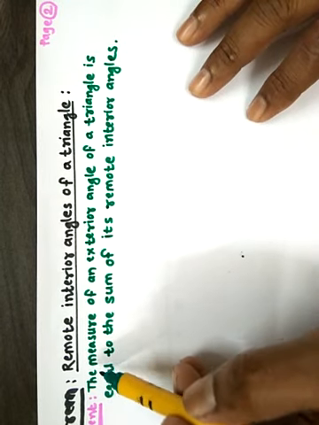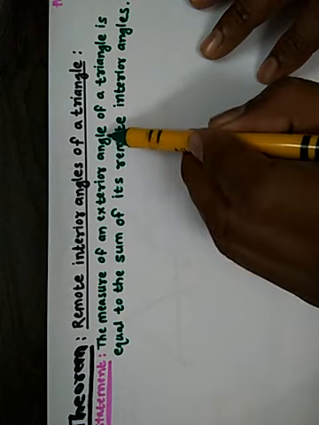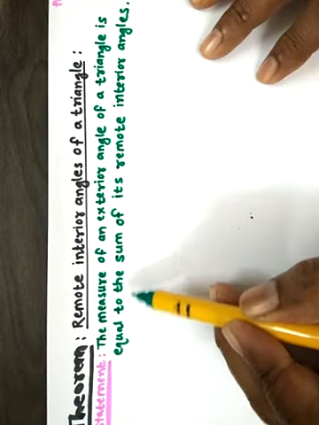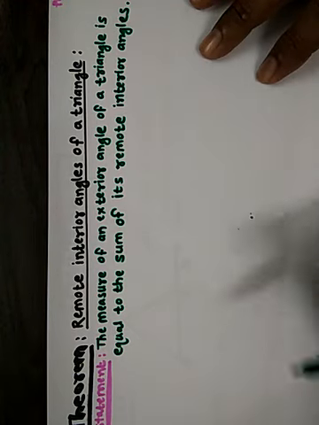See the statement of this theorem. The measure of an exterior angle of a triangle is equal to the sum of its remote interior angles.